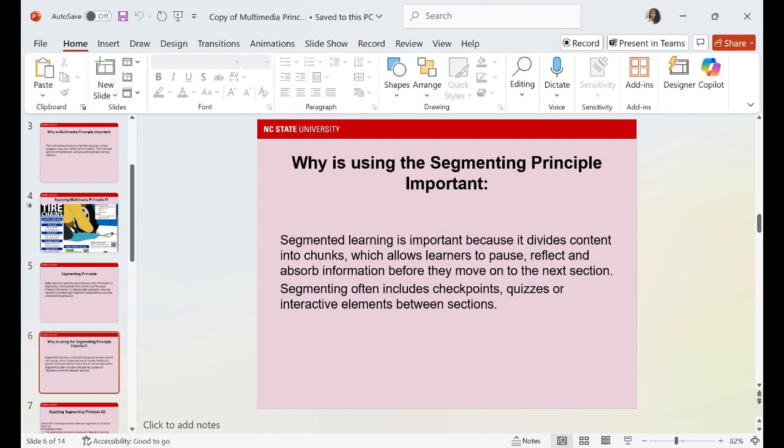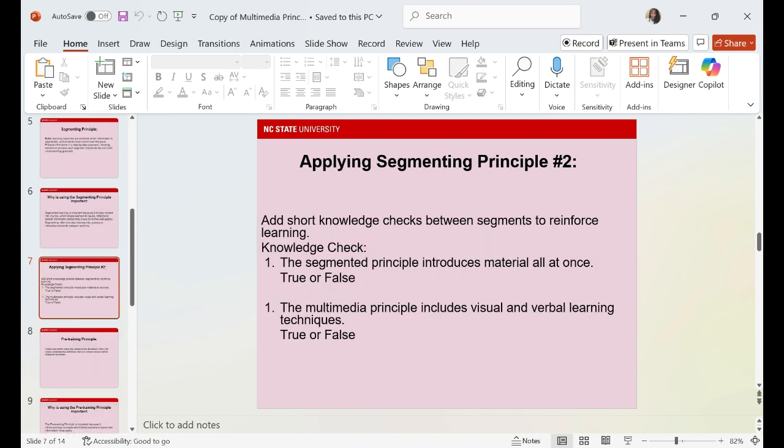So, why is the segmenting principle important? When you have a segmented approach, it allows you to take a really big concept and put it into chunks. I think that is hugely important when people are learning something new. Segmenting often includes checkpoints along the way, quizzes, or interactive elements between sections. Applying the segmenting principle, for instance, would be adding a short knowledge check between segments to reinforce learning.